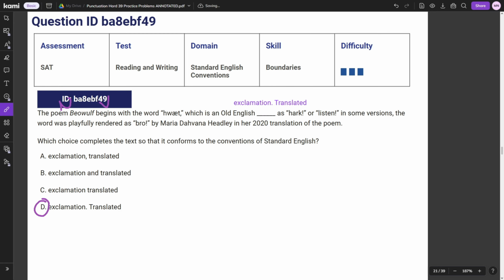Now let's look after the period. You notice that there's a comma here, which means this first part is a modifier. But once again, you don't need to know that because I'm sure you would be able to find out that the word is going to be the noun in the second sentence. And was playfully rendered, or really just was, is going to be the verb. So yes, there are two complete sentences, which means to connect those two, we would need to use a period. So that means our answer will be D.